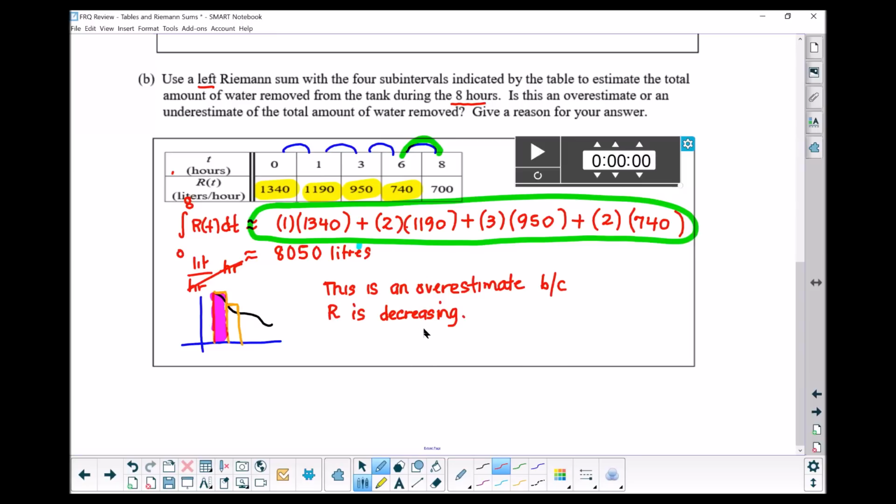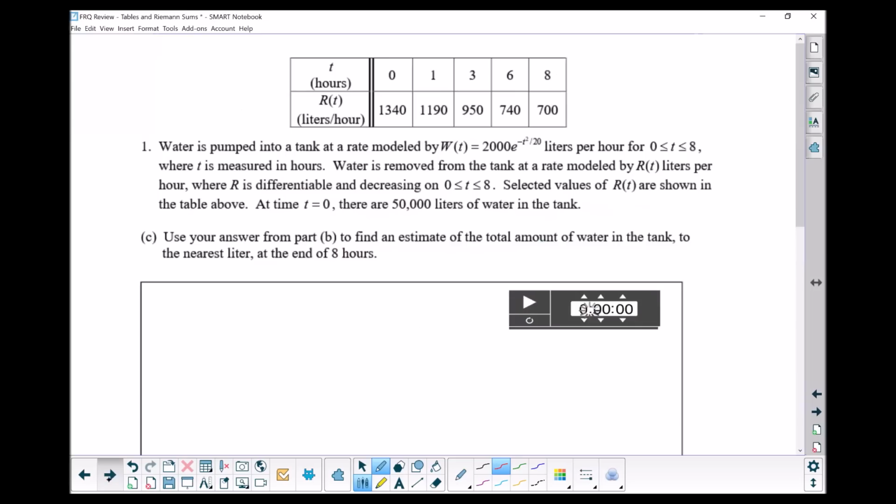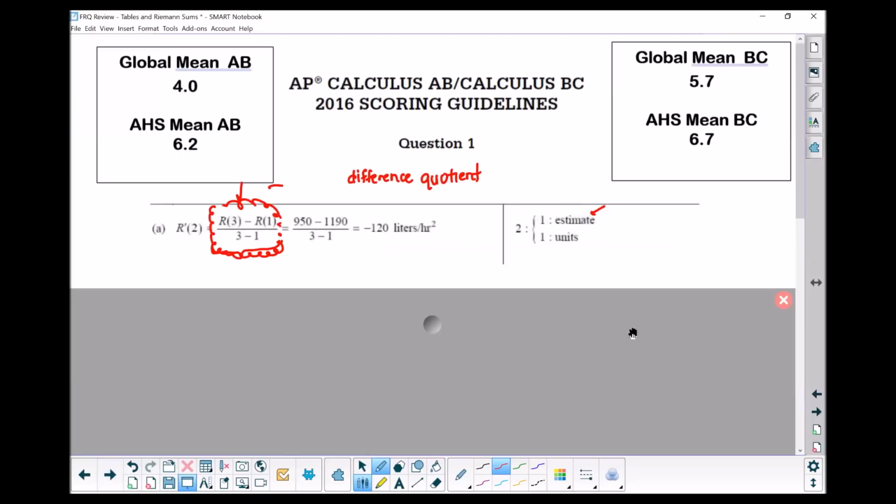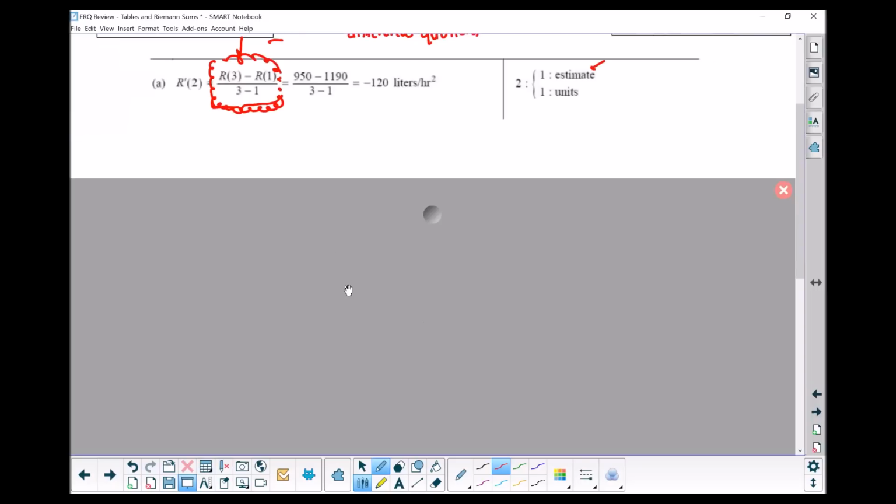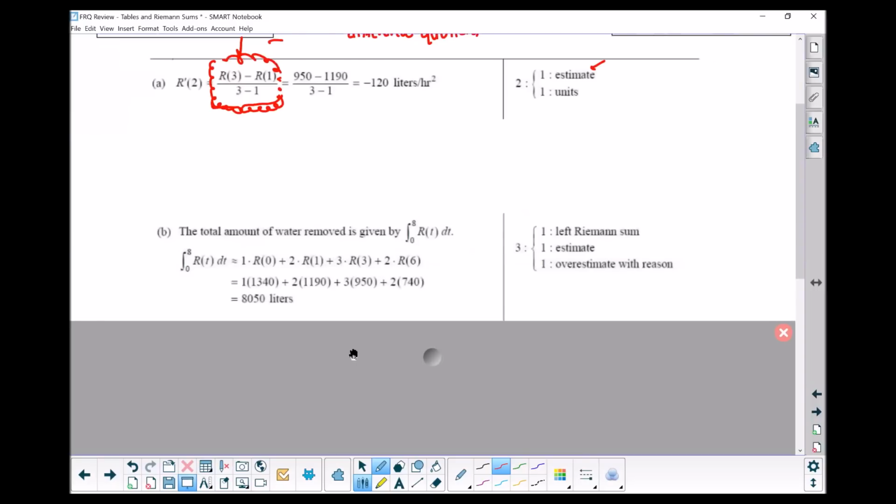All right, let's take a look at the scoring rubric. We didn't really announce how many points this was worth. You're going to see it. It was worth, drum roll please, I can tell you're excited, it was worth 3 points. It was definitely worth 3 points. The first point would be that left Riemann sum.